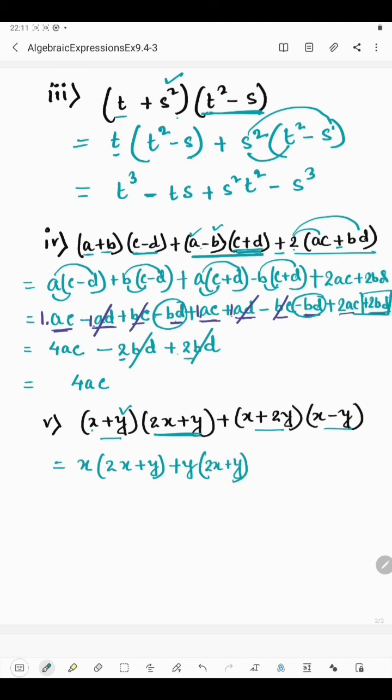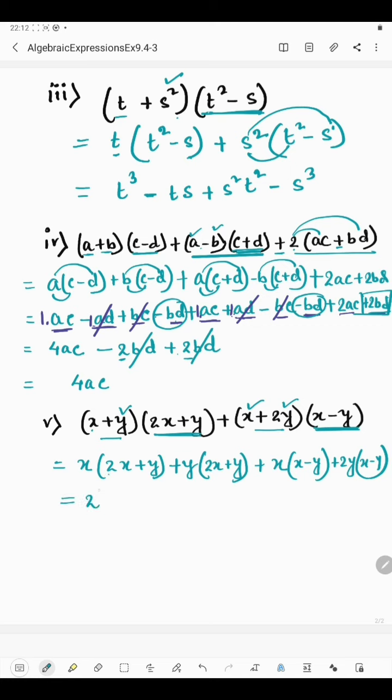Then come to the next part. In the next part we'll take the first term, which is x, and this should be multiplied by the second expression, which is x minus y. Now we'll take the second term, which is plus 2y, and this should be multiplied by x minus y. Okay, now we will multiply this.